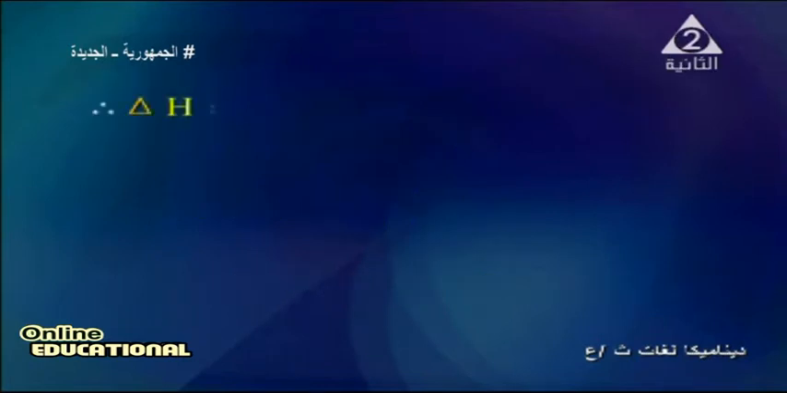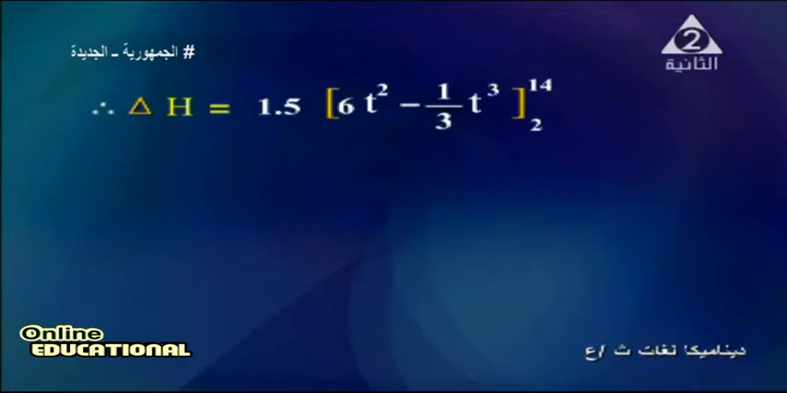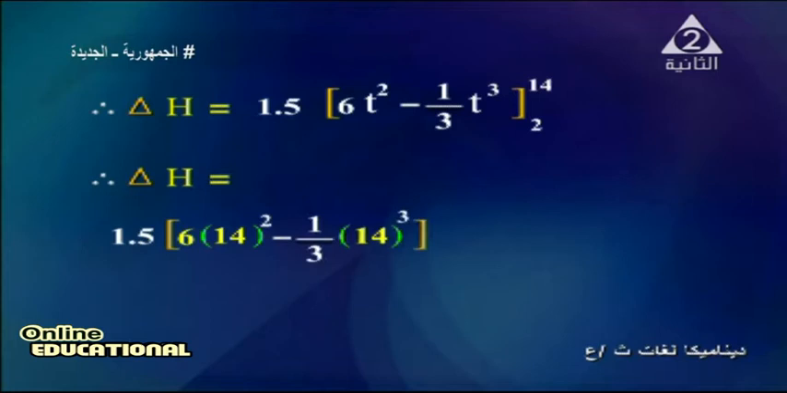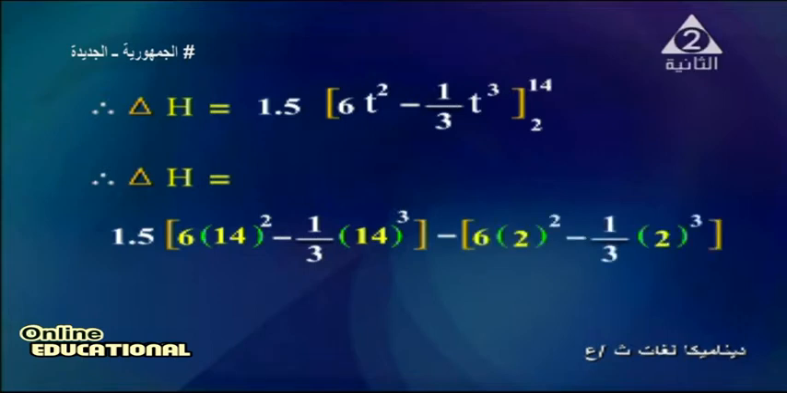Then delta H equals 1.5 times [6t power 2 minus one third t power 3] from 2 to 14. 6t power 2 is the integration of 12t, and one third t power 3 is the integration of t power 2. By using the definite integration, delta H equals 1.5 multiplied by [6 times 14 power 2 minus one third times 14 power 3 minus (6 times 2 power 2 minus one third times 2 power 3)]. Then delta H equals 360 tons meter per second.